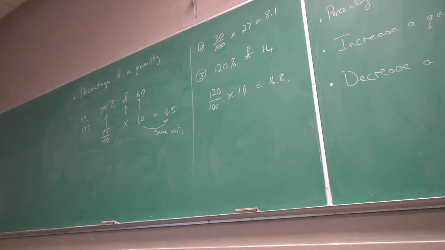120% of $14 or whatever. Last one. Same, it doesn't matter what the percentage is. 120 over 100 times 14. What do I get? 16.8. Percentage of a number. It's not hard.